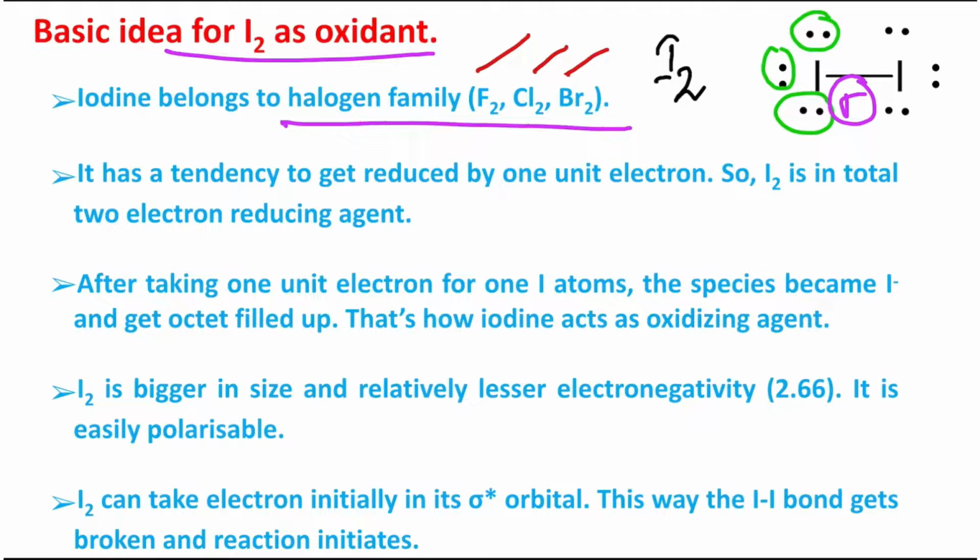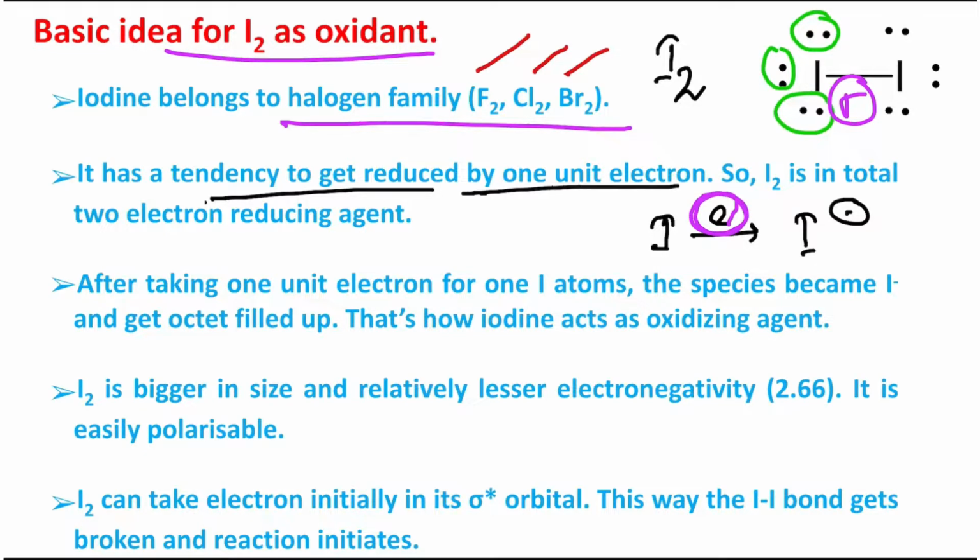Now mainly I shall say, it has a tendency to get reduced by 1 unit of electron. What do I mean? An iodine atom gets one electron and is converted into I minus. So in this way iodine got reduced, and whoever is giving this electron, that atom is getting oxidized. So overall this iodine is acting as an oxidant, or more specifically, an iodine molecule takes 2 electrons and forms 2 iodide minus. So overall 2 units of oxidation happen by 1 molecule of iodine. I repeat, 1 molecule of iodine.